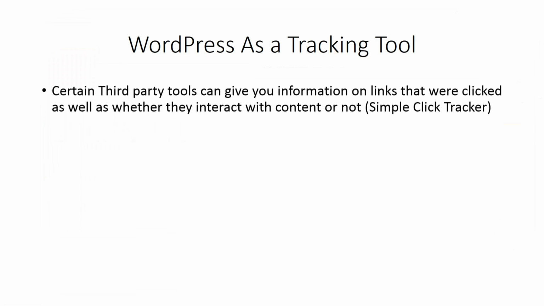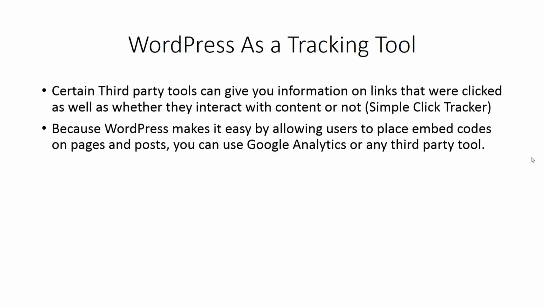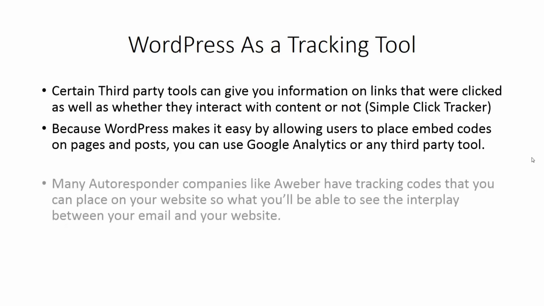Certain third-party tools can give you information on links that were clicked as well as whether or not they interact with the content or not. Tools like the simple click tracker. Now, because WordPress makes it easy by allowing users to place embed codes on pages and posts, you can use Google Analytics or any third-party tool.